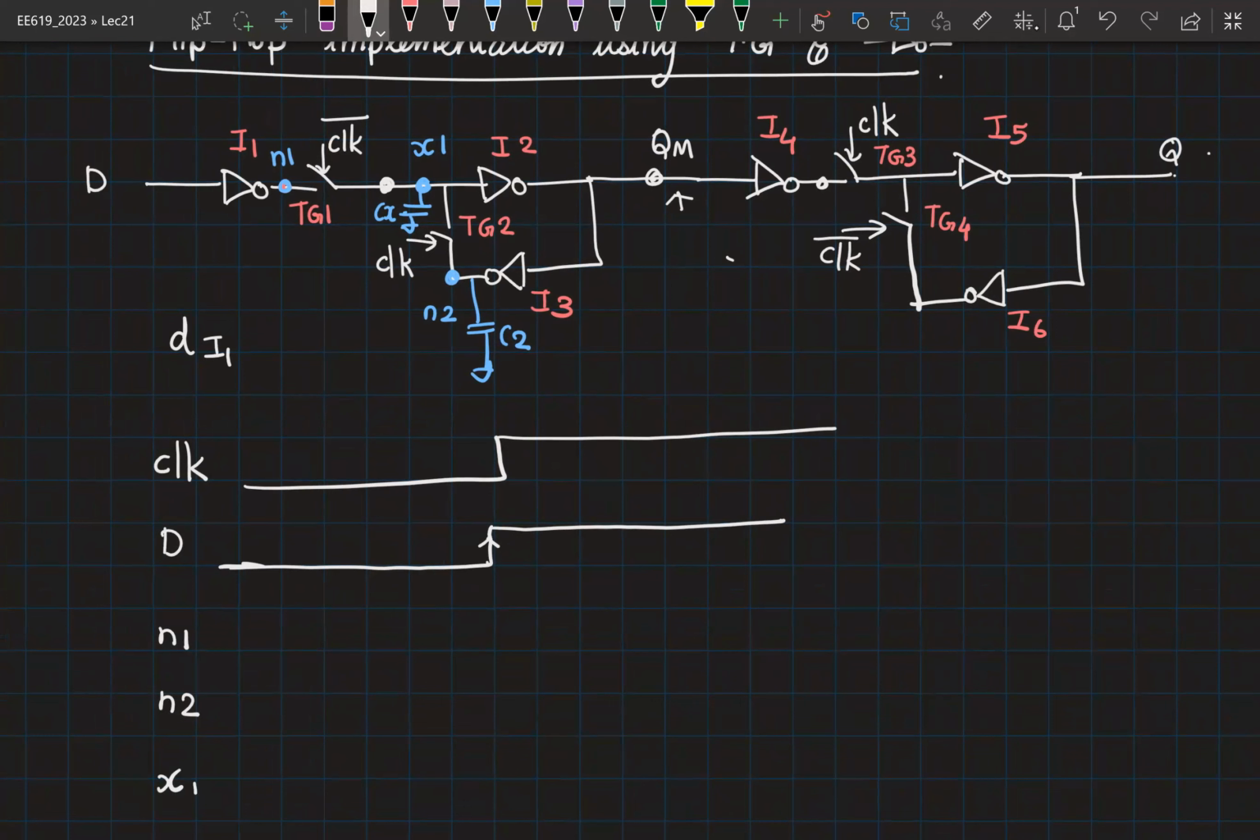Are the nodes clear that you are worried about? We have gotten multiple answers saying that the data should be stable at N1, should be stable at X1, QM, and after I4. So we have to figure out what is the node that we are really concerned about. Please do this sketching, and then we can discuss this in the next class. Thank you.